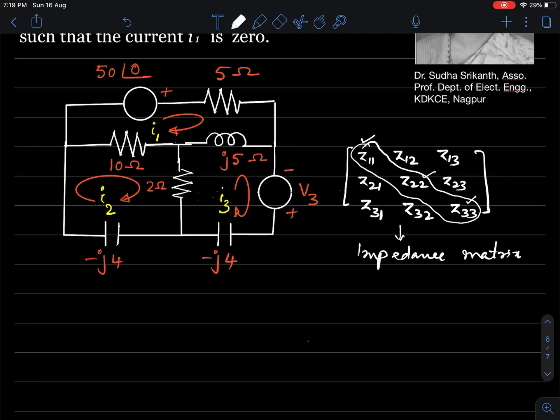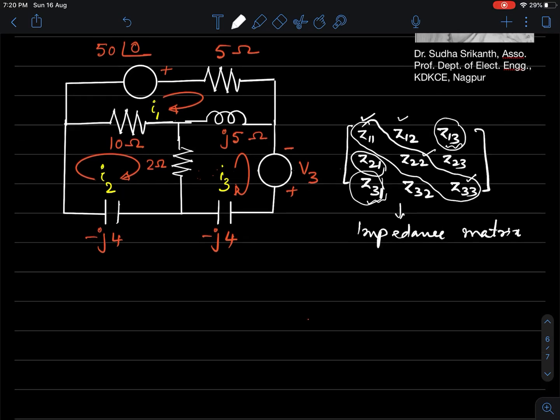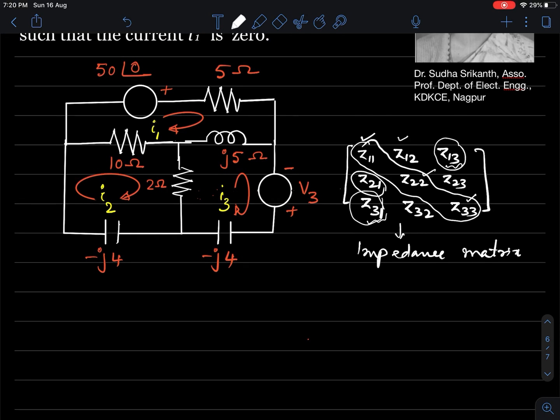Now looking at the off diagonal elements, Z12 means the impedance that is common between the first and the second mesh, and Z21 is the impedance that is common between the second and the first mesh. They are always equal, they are just the same. Z13 is similarly the impedance common between the first and the third, and Z31 is the impedance common to the third and the first mesh, and so on. So if this format is remembered, we will now try to put in the values.